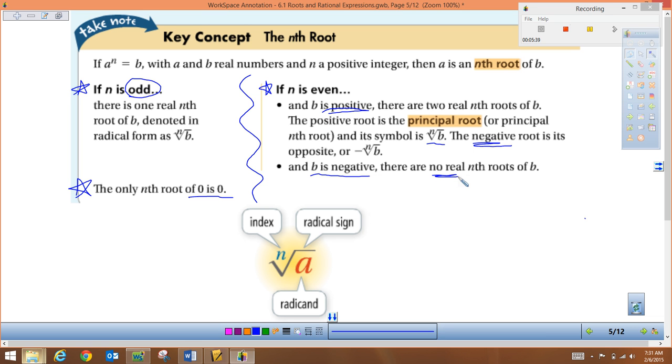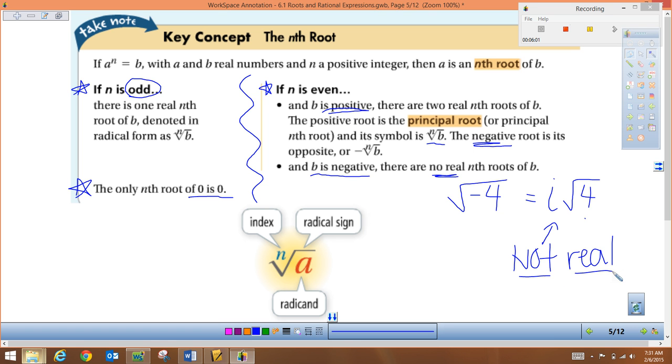What do we mean by that? Square root of a negative number. What do we know about that? We know that this would give us the imaginary square root of 4. This is not a real number, not a real root. So that's not what we're looking for here.